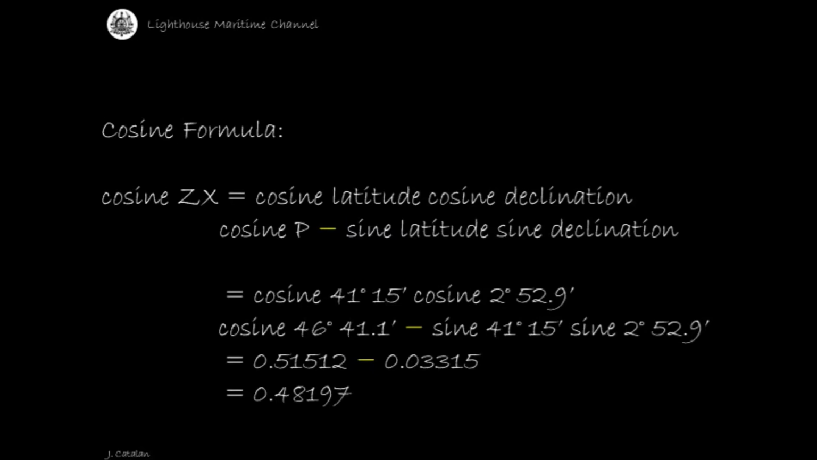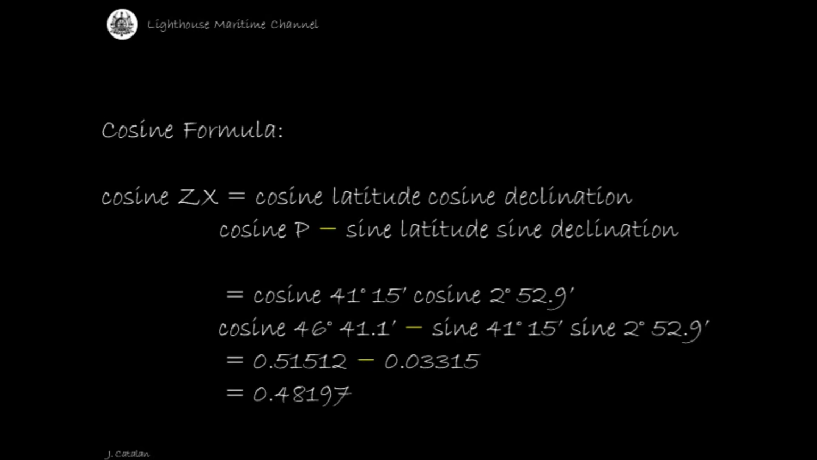Distribute the value. Cosine ZX is equal to cosine 41 degrees 15 minutes multiplied by cosine 2 degrees 52.9 minutes multiplied by cosine 46 degrees 41.1 minutes, subtracted by the product of sine 41 degrees 15 minutes multiplied by sine 2 degrees 52.9 minutes. Cosine ZX is equal to 0.51512 subtracted by 0.03315. The result is 0.48197.